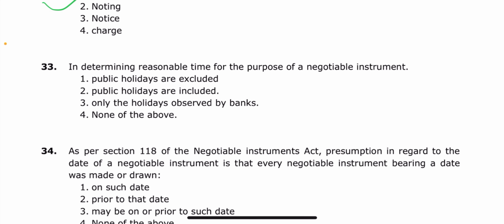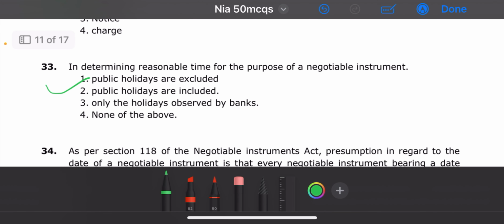Next question, in determining reasonable time for the purpose of a negotiable instrument, the options are first, public holidays are excluded, second, public holidays are included, third, only the holidays observed by banks, or fourth, none of the above. The correct answer is first, public holidays are excluded.